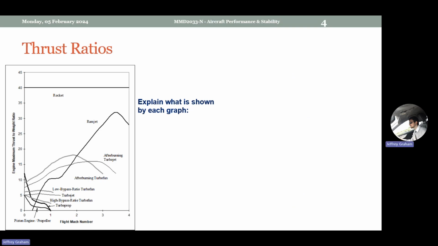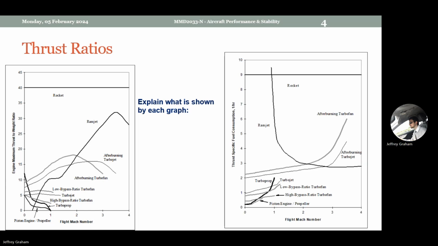Couple of graphs to have a quick look at. Not much to mention on them, just pointing a few things out. First one is the first ratio, so we're talking about thrust to weight ratio. Rockets just produce a consistent amount of thrust no matter what speed you're going. So you'll find this is just a straight line. Nothing happens no matter what you're doing to the speed.